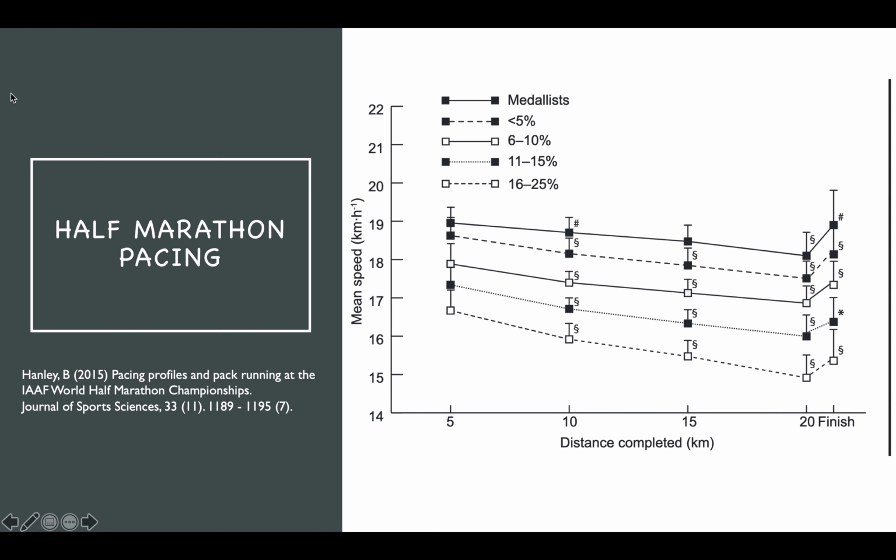But when you compare that to the 16 to 25% group, they slowed from about 16.75 kilometers per hour at the 5K mark to just above 15. So they slowed a lot more in terms of absolute speed from the 5K mark to the 20K mark. The takeaway from this and the application to the recreational level would be that a more even pacing profile at the half marathon distance would lead to a faster performance.